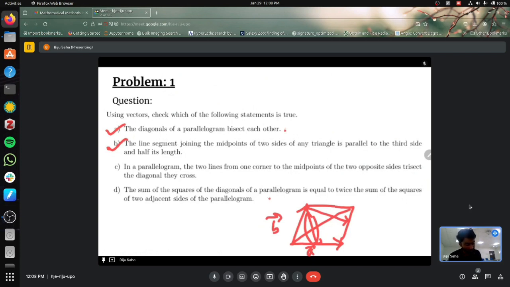Again, the fourth problem can also be solved by a similar approach. You have to show that the sum of squares of the adjacent sides is equal to the sum of squares of the diagonals. So problem 1 can be easily proceeded, and you can check whether these statements are true or not.